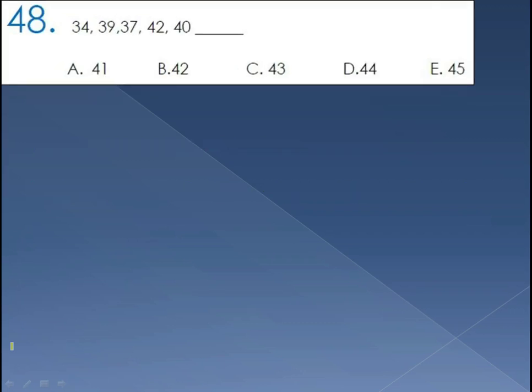The next pattern is 34 to 39. So you add 5, then minus 2. If you look here, 34 to 39 is you add on 5. 39 to 37 is take away 2. 37 to 42 is plus 5. 42 minus 2 is 40. So you expect the next one then to be a plus 5, which is, as I've said here, E, 45.